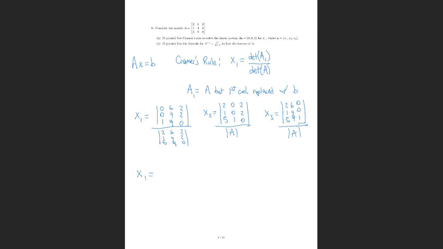So X1 is going to be 4 over the determinant of A. X2 is going to be, I think, -2 over determinant of A. X3 would be 2 over determinant of A. And then let's go ahead and calculate what the determinant of A would be next.